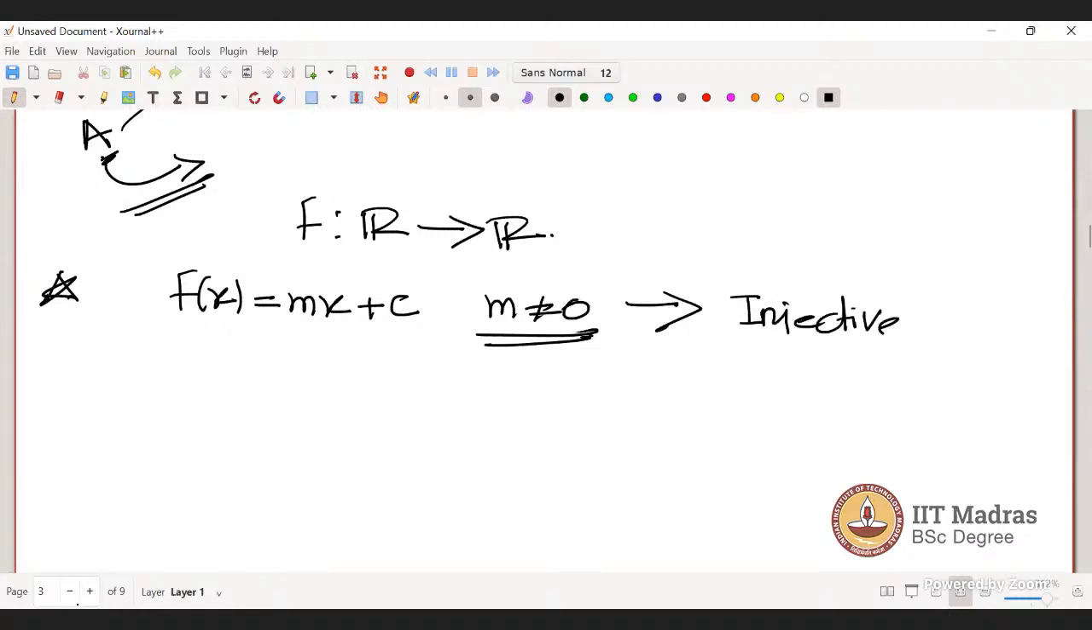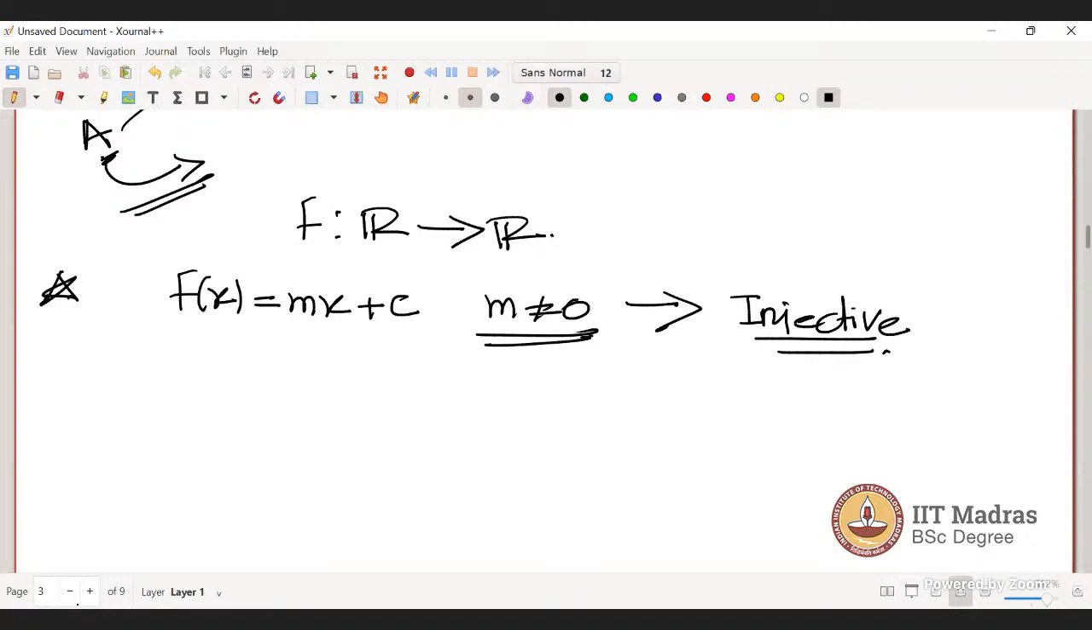All linear functions are injective functions only, no? Basically, if your function is of the form ax plus b, you need to put a condition: if m is non-zero, then it's a one-one map.